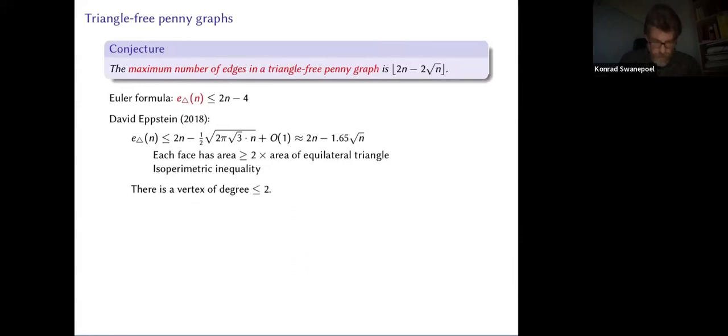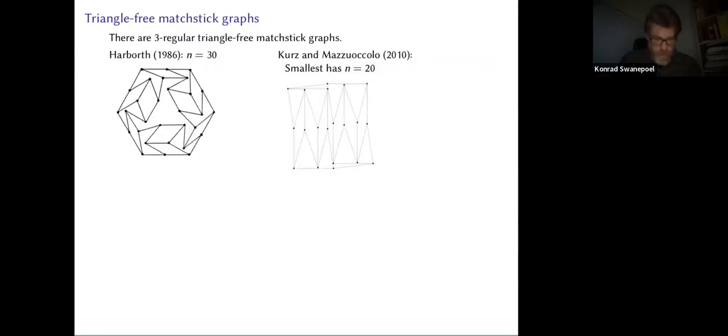Another thing that he proved, I want to go to matchstick graphs now, is that there's always a vertex of degree at most 2 in these graphs, in triangle-free penny graphs. So you can ask, does the same thing happen with matchstick graphs? Harborth already asked this question. So here's an example that Harborth gave of a 3-regular triangle-free matchstick graph on 30 vertices. The optimal one has 20 vertices. So that has been found by Kurz and Mazzuoccolo.